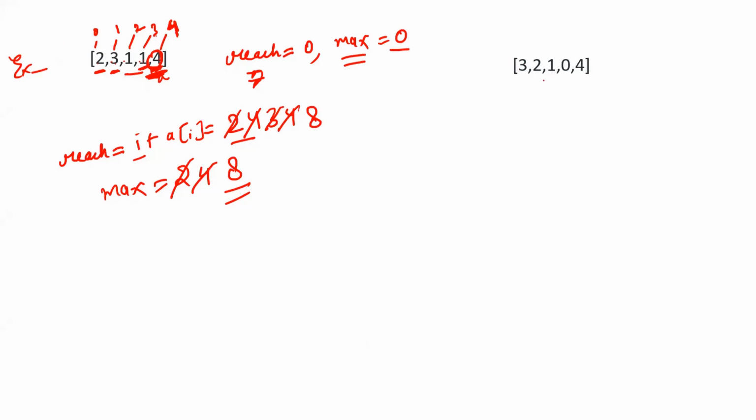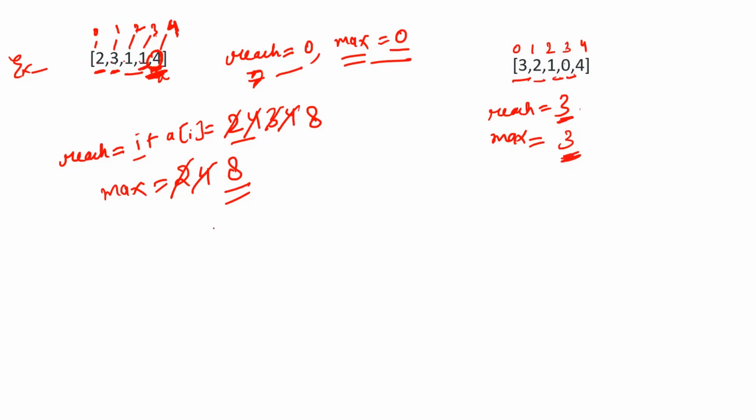Let's understand with the help of another example. So 0, 1, 2, 3, 4. So what will the reach value be? Reach will be 3, and as we know, reach and max were initially initialized with 0, so max will also be updated with 3. Then 2 plus 1, 3. So reach will be updated as 3, already it is 3, and max will remain as it is. Then again 2 plus 1, 3, so they'll be as it is. Then 0 plus 3 equal to 3, so you will be having 3 again.